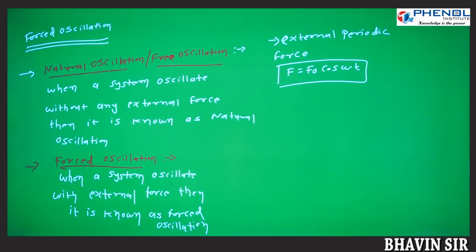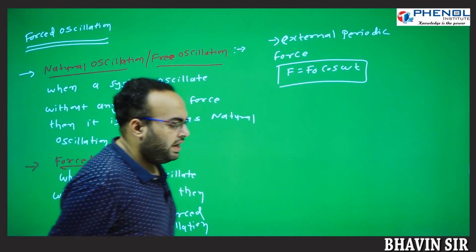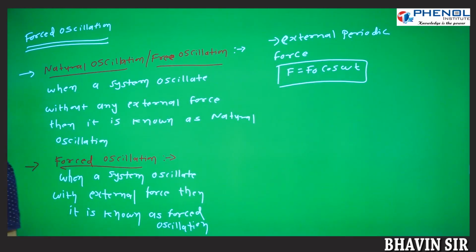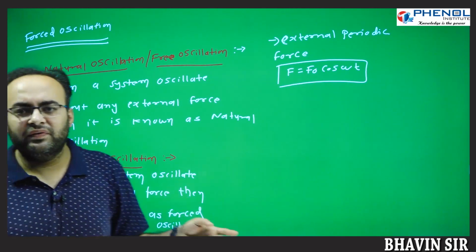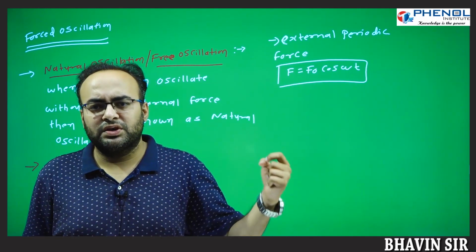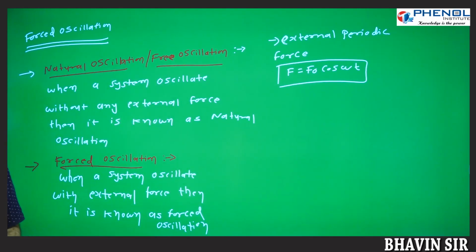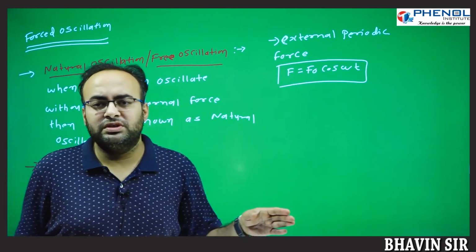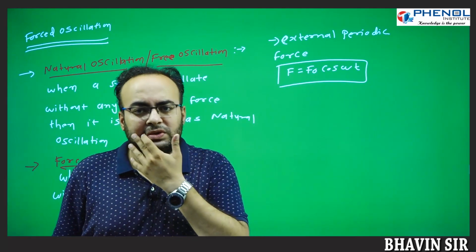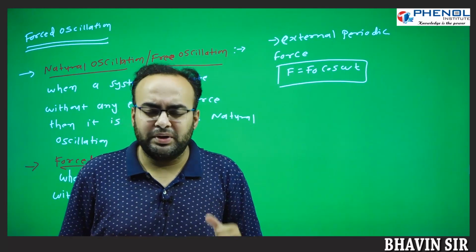So what is the periodic force? F is equal to F naught cos omega t. You can also write F is equal to F naught sin omega t. So why do we take plus here, students? Because this external force is in the direction of oscillation, so that's why we take a positive force.